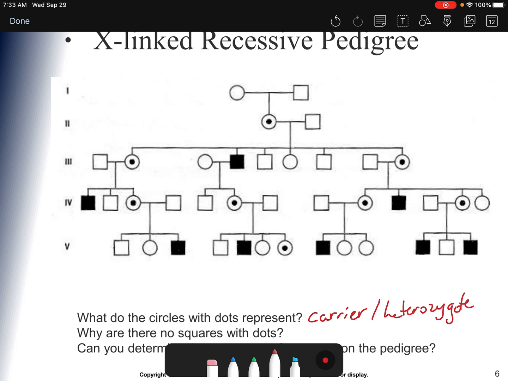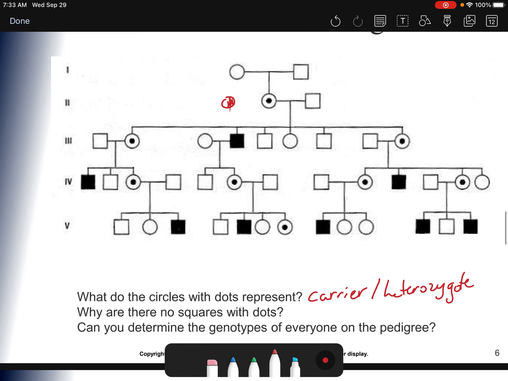Remember, the other way you could show it is by doing a half shaded in circle. Why are there no squares with dots?